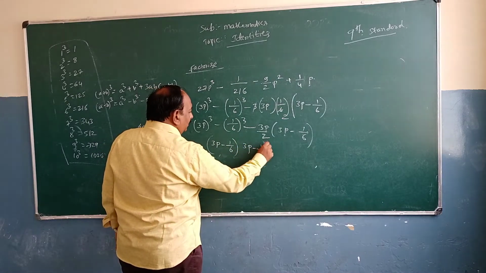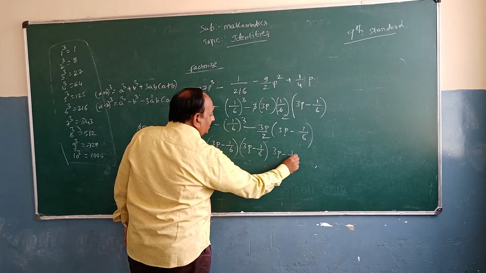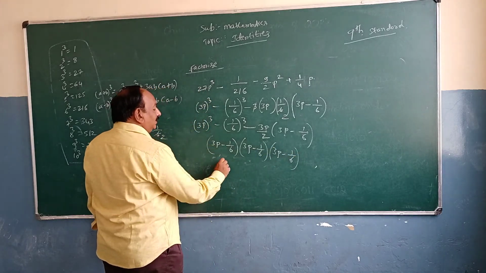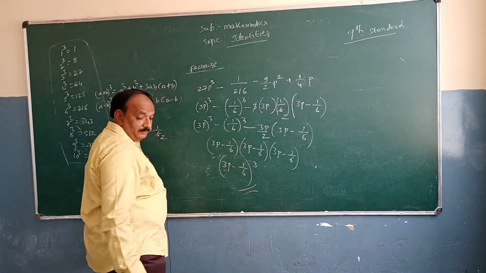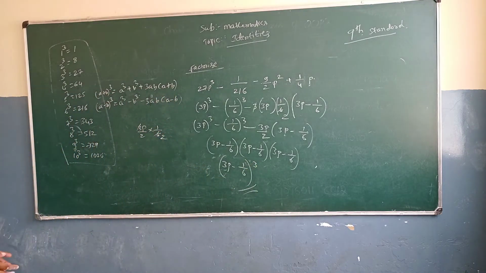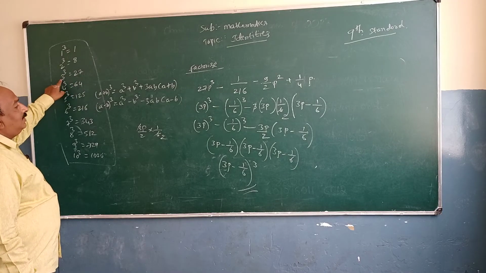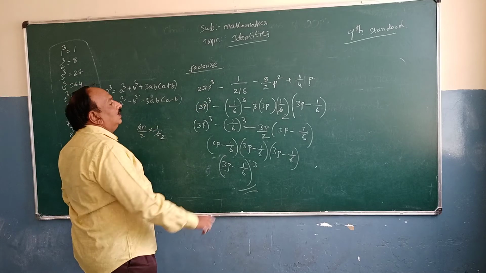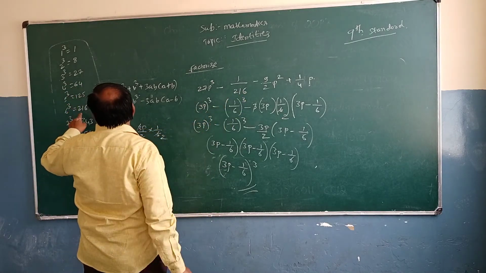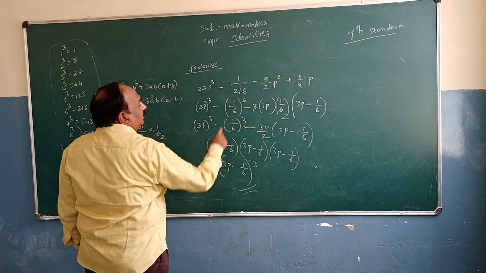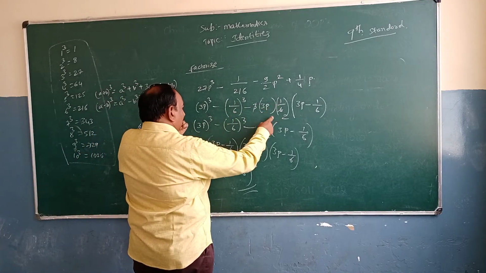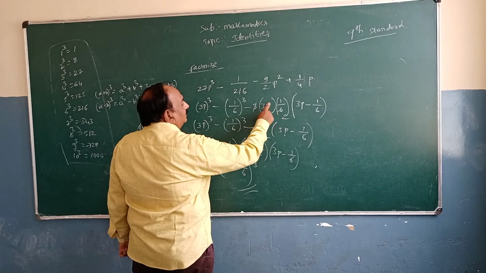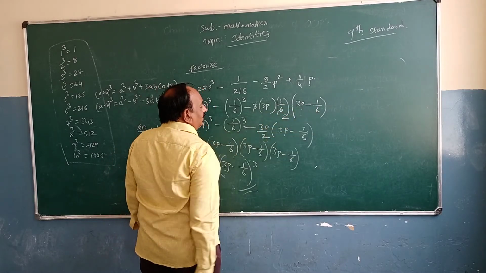3p minus 1 by 6. This can be written as 3p minus 1 by 6 whole cube. This is somewhat standard algebra. The cube root of 27 is 3, 3p whole cube. The cube root of 216 is 6, 1 by 6 whole cube. 3 into a is 3p, b is 1 by 6. 3 ones are 3, twos are 3p into 1 by 6.